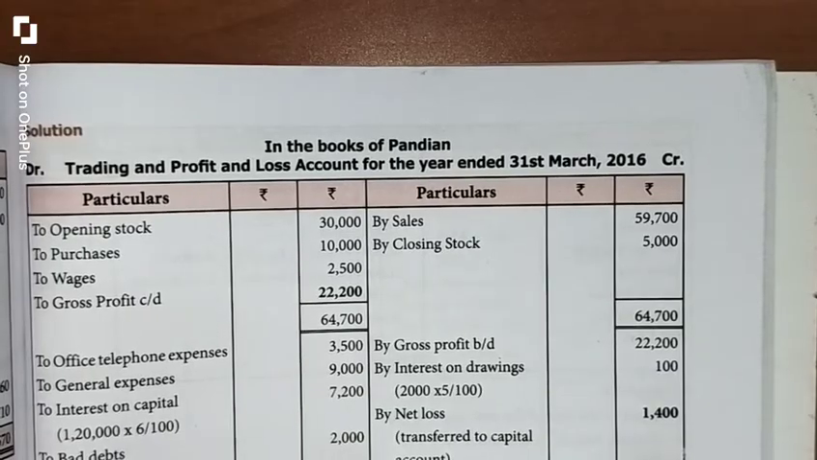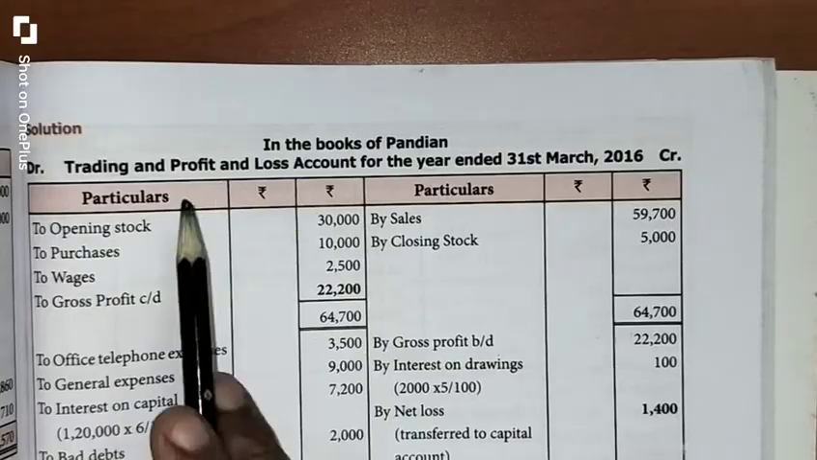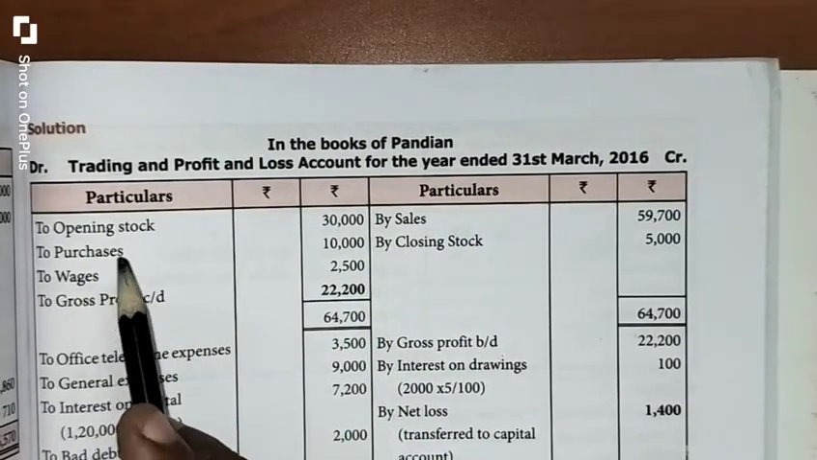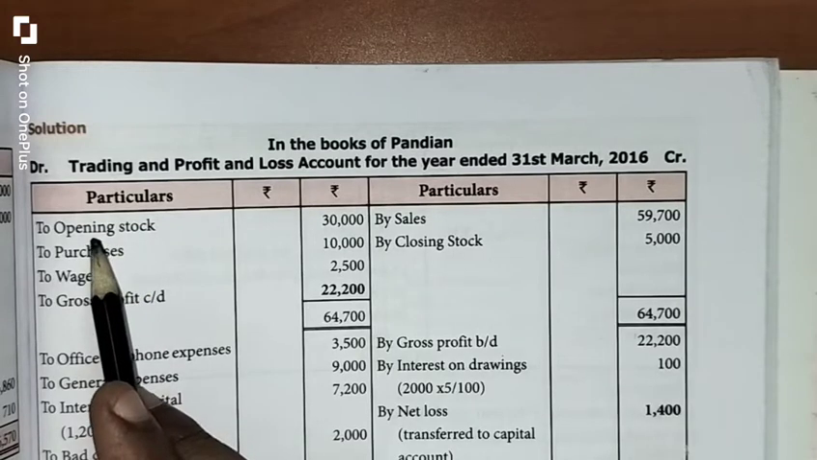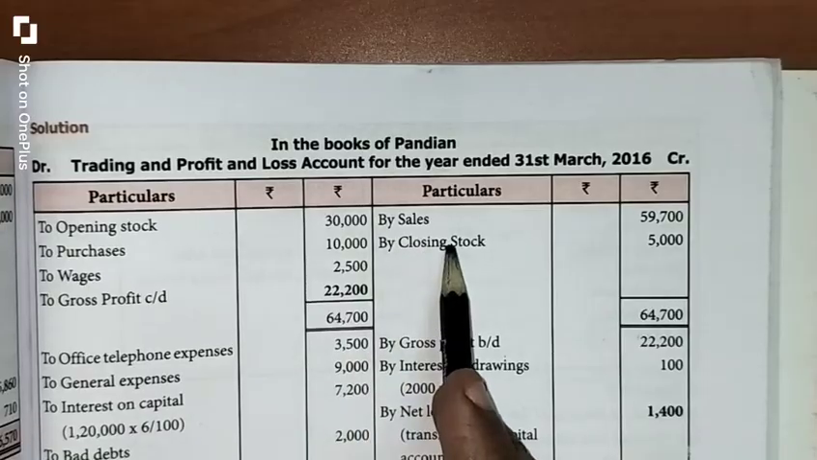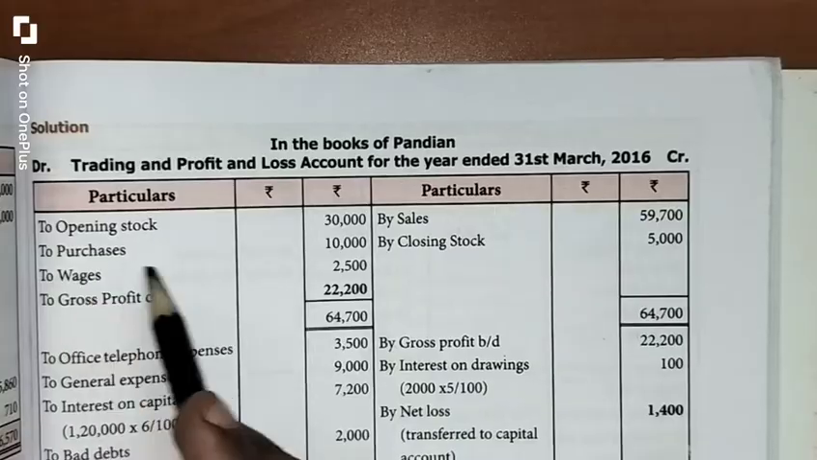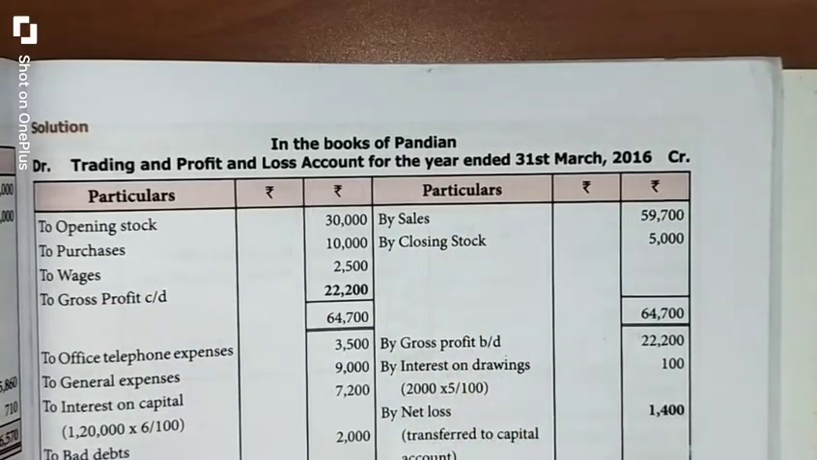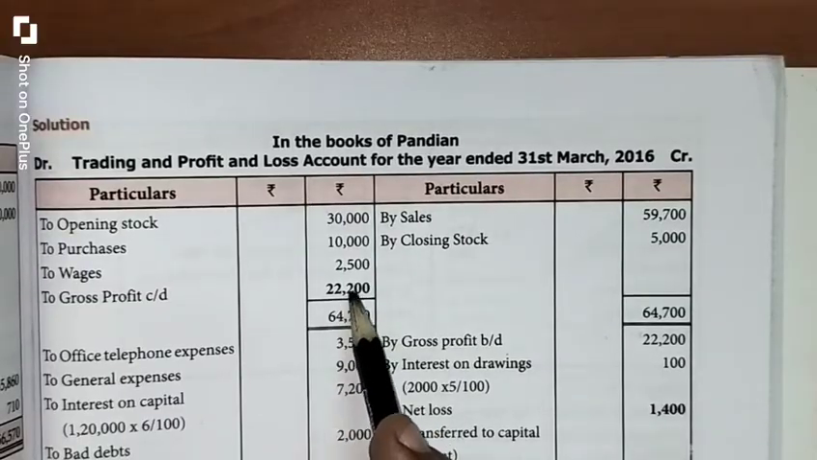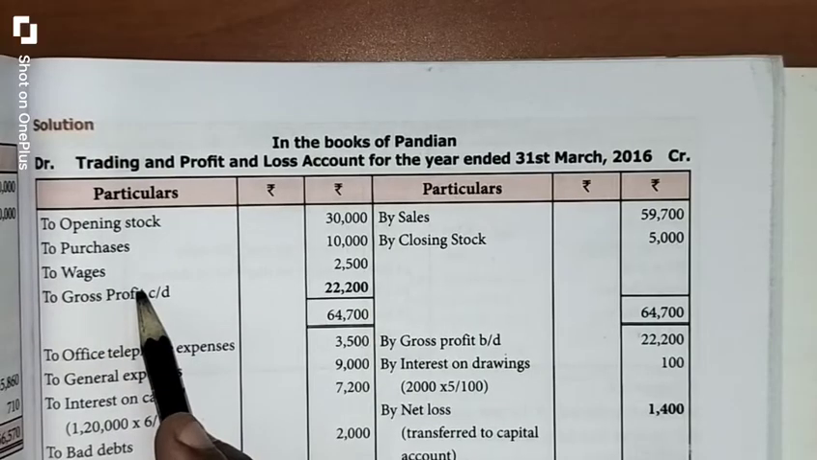What they asked us is to prepare the final accounts. Final accounts means trading, profit and loss account and balance sheet. First we go to trading account. As usual, we start with the debit side, opening stock, and end with closing stock on the trading account. Opening stock, purchases, wages, sales and closing stock as usual we enter on debit and credit side, and we have the difference. Amount is 22,200, so we get gross profit on trading account.